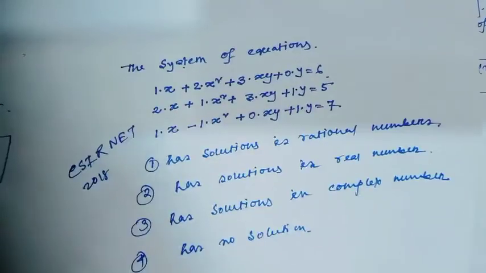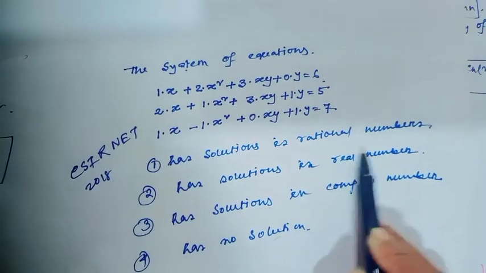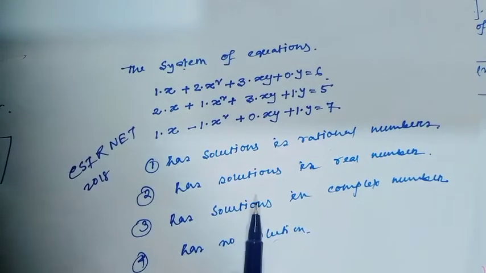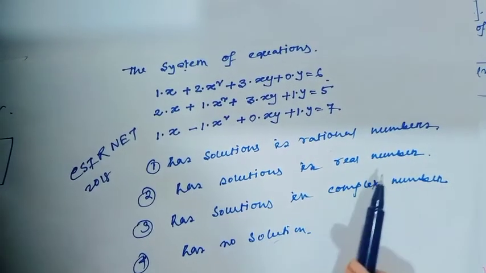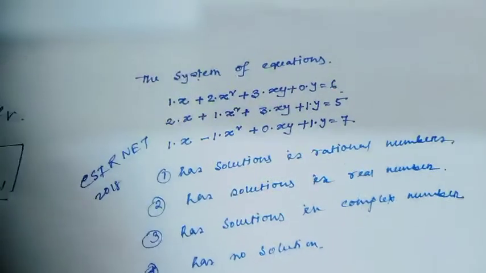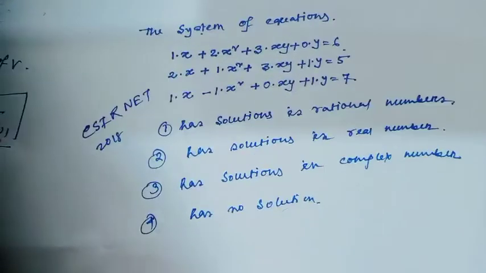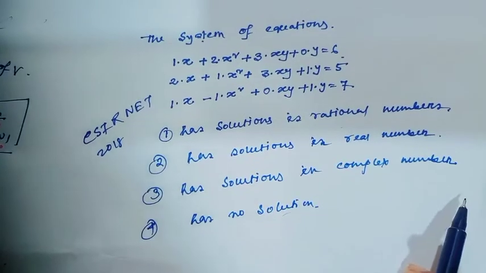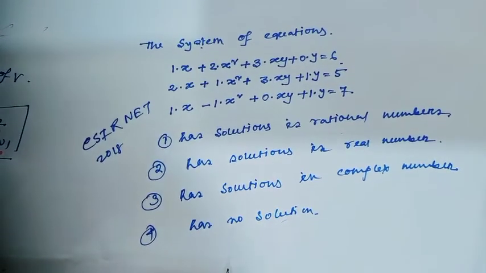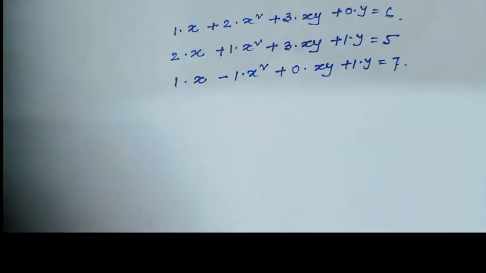Option 1 has a solution which is a rational number. Option 2 has a solution which is a real number. Option 3 has a solution which is a complex number. Option 4 has no solution.